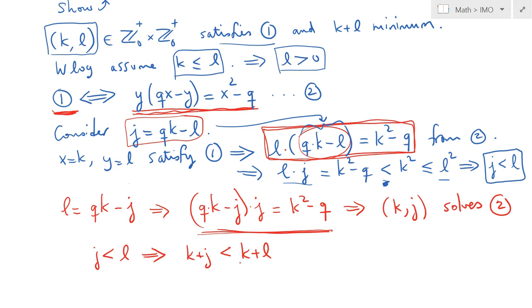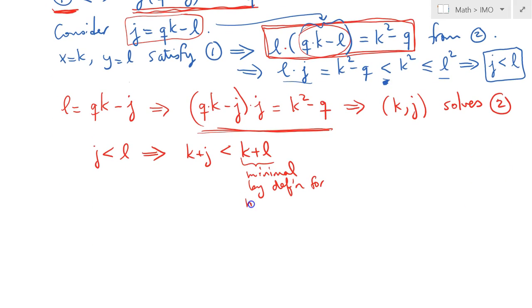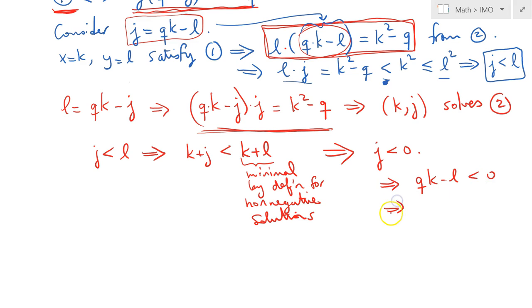But remember that k plus L is minimal, by construction, by definition, for non-negative solutions. So therefore, this implies further that j itself must be a negative number. Now recall that j is equal to qk minus L. So this further implies that qk minus L is less than 0. Or rewriting it again, we get that qk is strictly less than L.